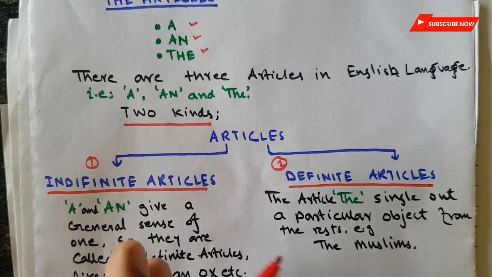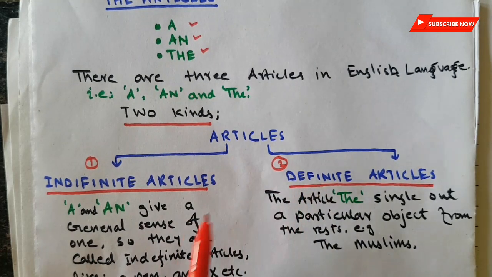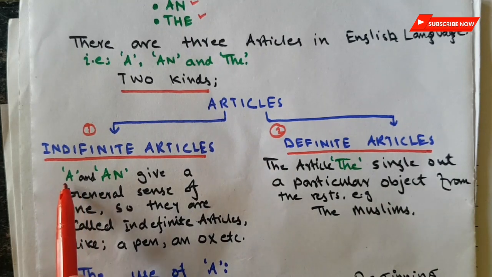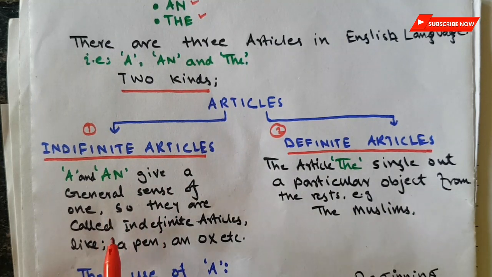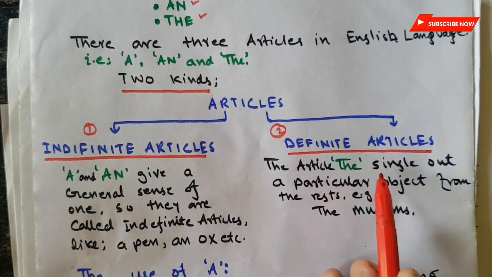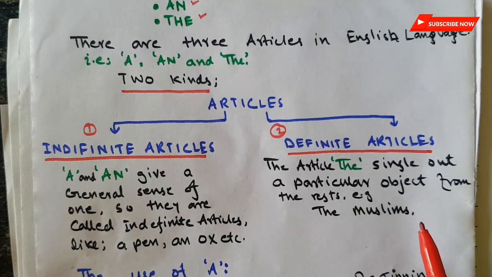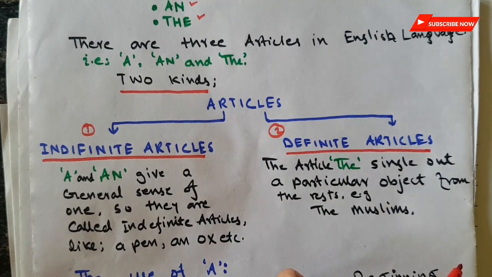We should know what is meant by indefinite articles and what is meant by definite articles. As I have briefly explained here, A and AN give a general sense of one, so they are called indefinite articles. For example, a pin, an ox, etc. While the article THE singles out a particular object from the rest. For example, the Muslims.